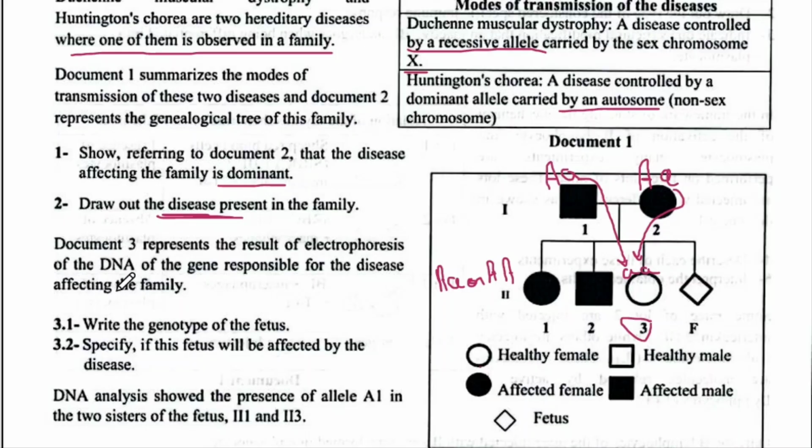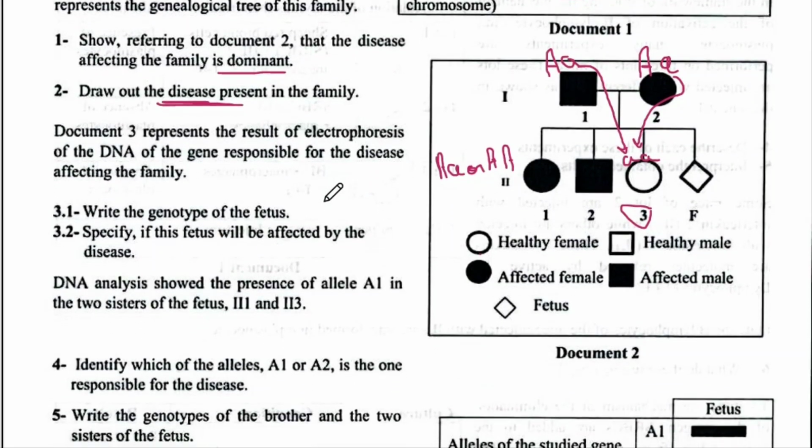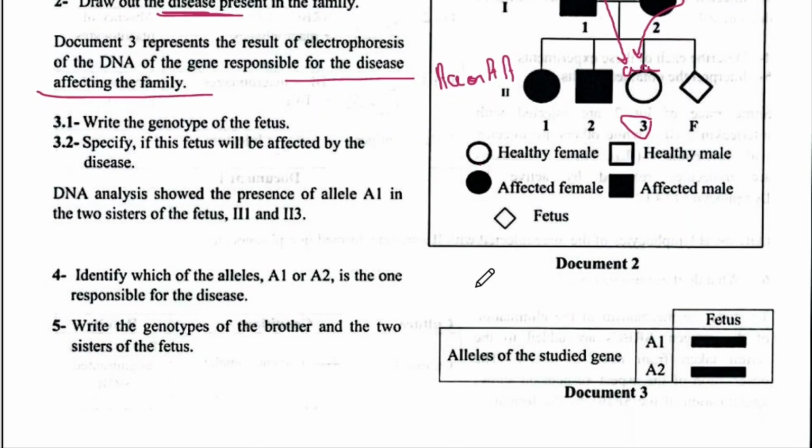Document 3 represents the result of electrophoresis of the DNA of the gene responsible for the disease affecting this family. In Document 3, the alleles of the studied gene are A1 and A2. Write the genotype of the fetus, so A1, A2. Specify if this fetus will be affected by the disease. It's here, okay?